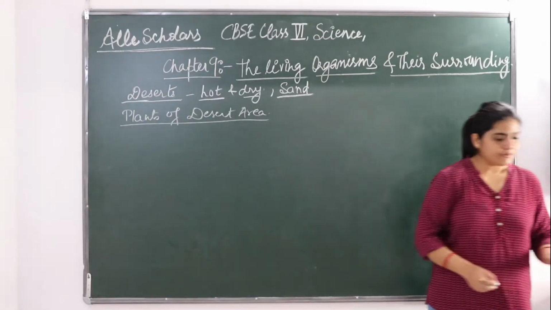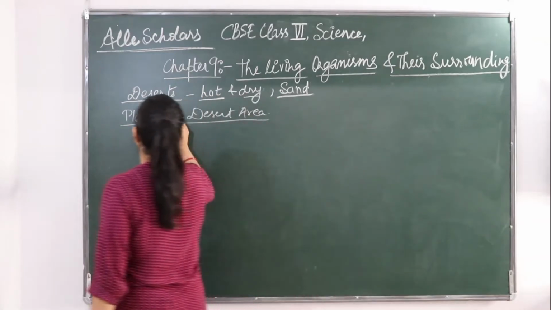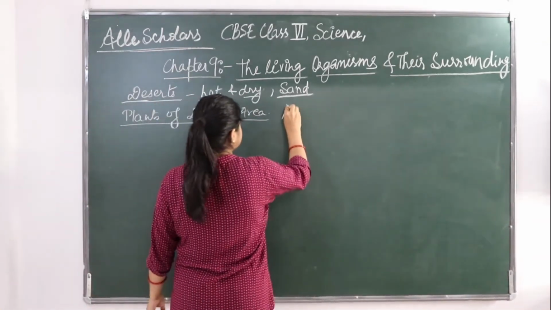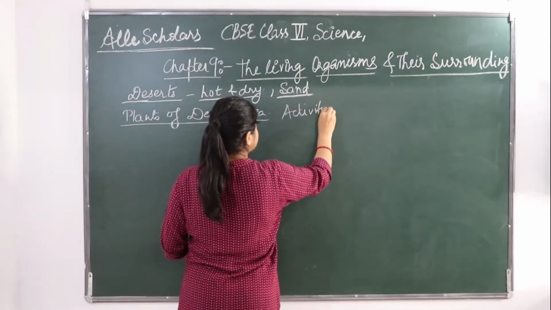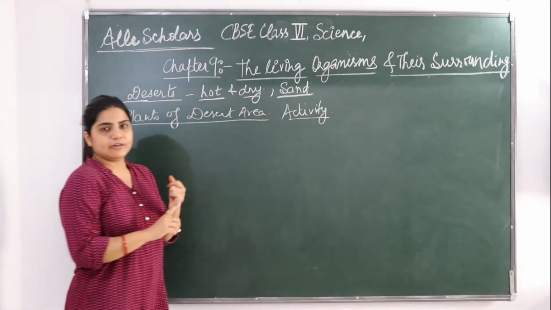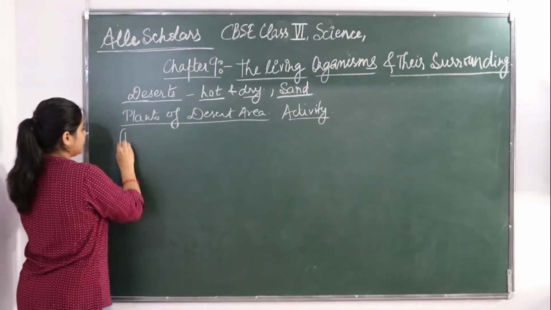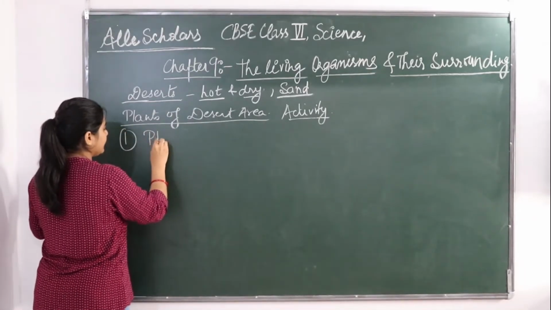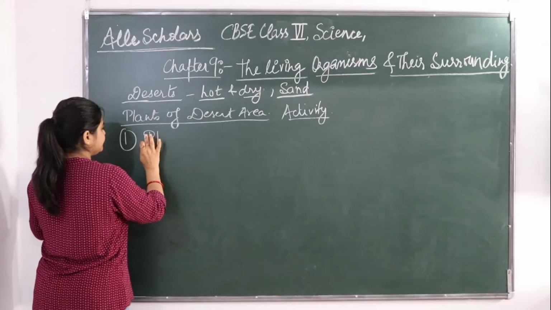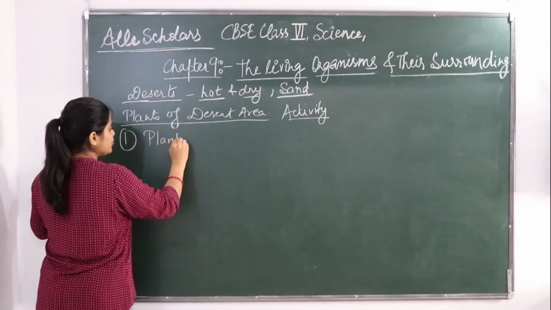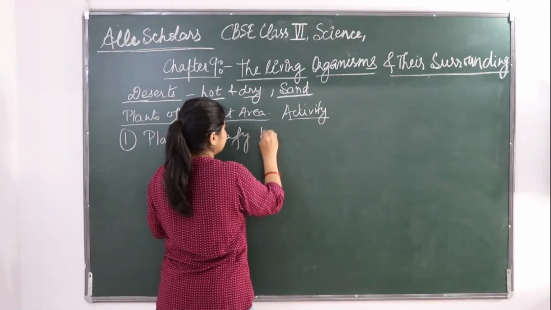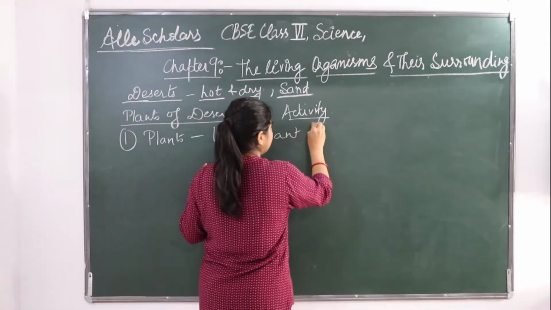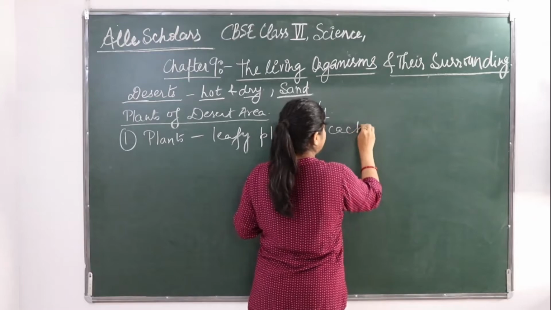So for this activity what we need? We need one leafy plant and one cactus plant. Okay? Plants, two plants we need. One leafy plant, one cactus plant.